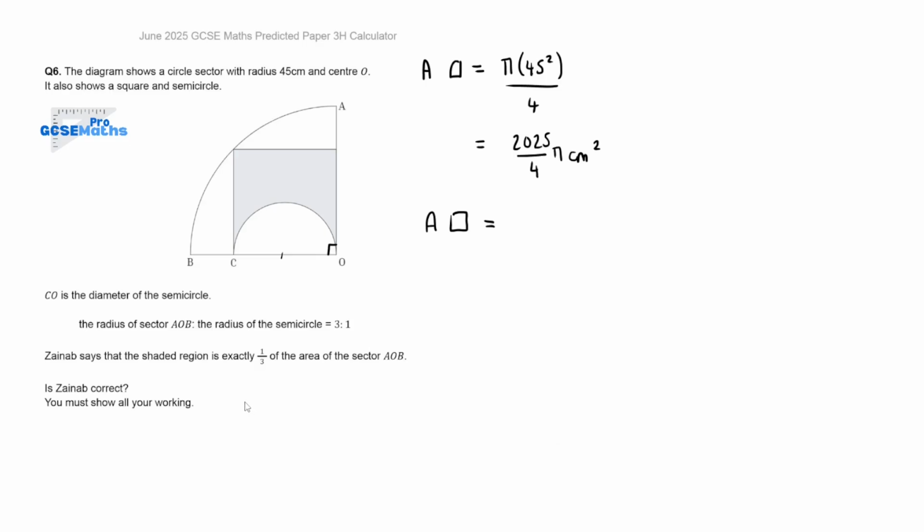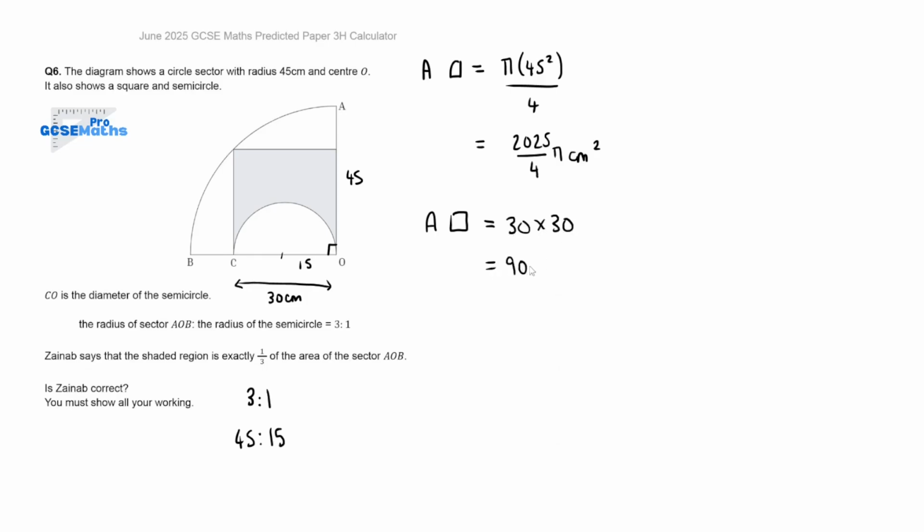So if I've got 3 to 1, I know that this side is 45 because that is the radius of the sector, then I would just divide by 3, wouldn't I? And obviously technically times by 1, but that makes no difference. So 15. So this is 15. Technically, therefore, the whole diameter of the semicircle would be 30, and obviously we know that the whole radius of the sector is 45. So in terms of the square, it's going to be 30 times 30, isn't it?